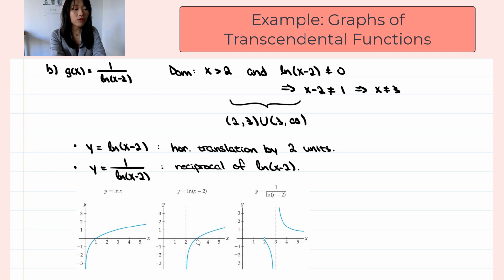First of all, it passes through (3, 0), but 1 over 0 is infinity, and as x is increasing, the y values also increase. So its reciprocal would decrease. So we'll see this on the final graph. Around x equals 3, we have positive infinity. Then it decreases as x increases.